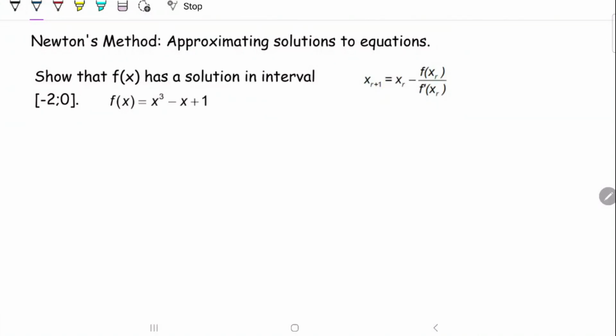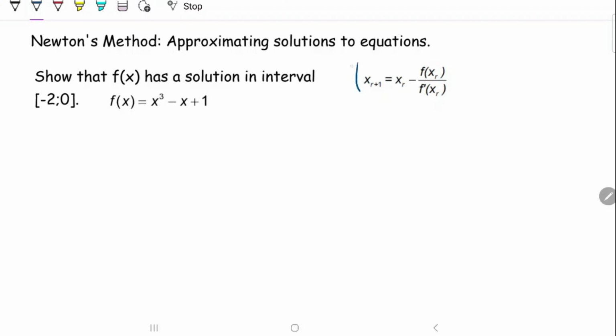In this next video, we're dealing with examples now of using Newton's method. I hope the two previous videos have set a solid foundation of what we need to do. Just as a reminder here, you've got a question. You use Newton's method to show that there's a solution within that interval.